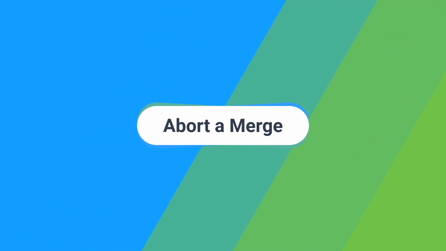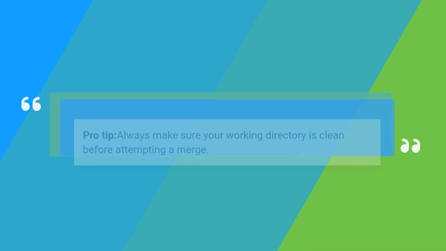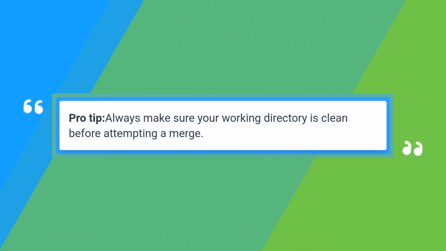Abort a merge. Started a merge and things aren't going as planned? This command will abort the merge and return you to your previous state. Why it's cool? It's a quick exit from a tricky situation, allowing you to start over fresh. Pro tip, always make sure your working directory is clean before attempting a merge.